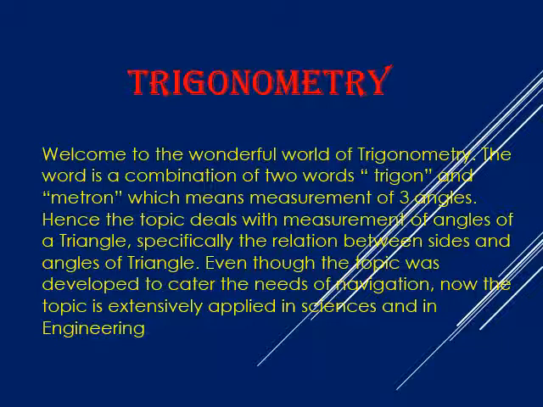So what is trigonometry? Trigonometry is a combination of trigon and metron. Trigon means triangle. Metron means measuring. So measuring triangle, that is called trigonometry. This topic deals with the measurement of angles of a triangle, specifically the relation between the sides and angles of a triangle. Now, I think you know the application of trigonometry in heights and distance.